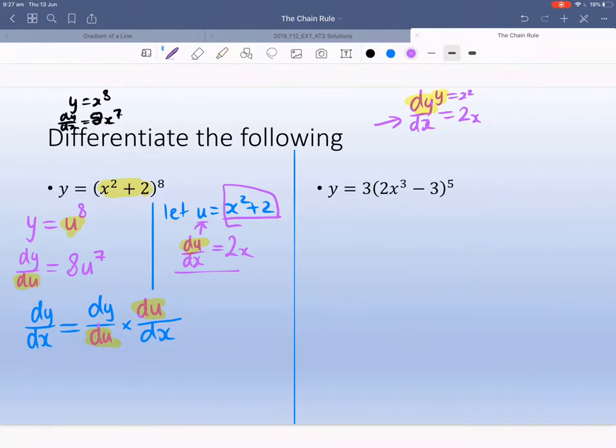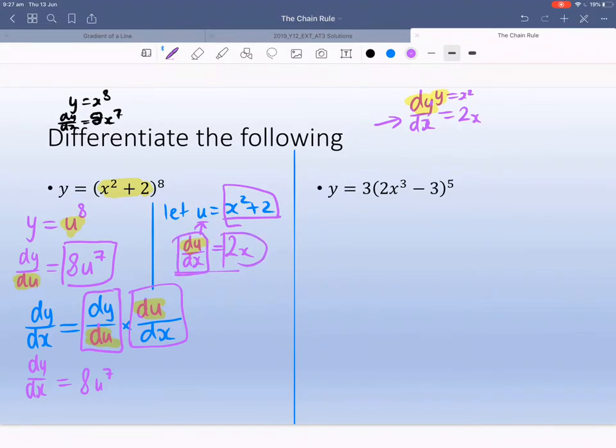Now, hopefully you can see what's going on. dy dx equals, do we have dy du? Yes, we have it here, all right? So let's go 8u to the 7, all right? So that's dy du. Do we have du dx? That's here, so that's times 2x. And the reason why we do this is that what happens when I cancel these out? Boom, boom, I'm just left with dy and dx. Okay, so it's just normal cancellation as possible.